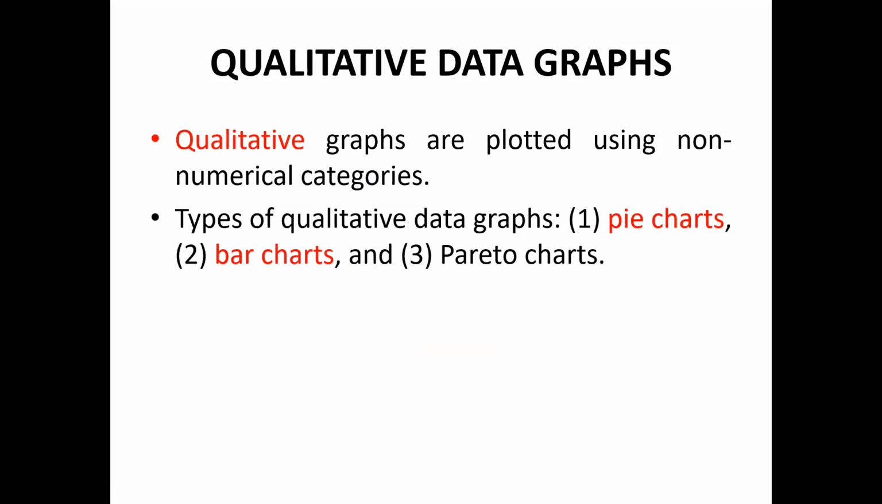Now the next topic would be qualitative data graphs. Now in quantitative there was a numerical scale, but when we plot the graphs using non-numerical categories, we call it qualitative data graphs. So examples of this are pie chart, bar chart, Pareto chart. So these are the 3 types of data graphs which we will cover under qualitative data graphs.